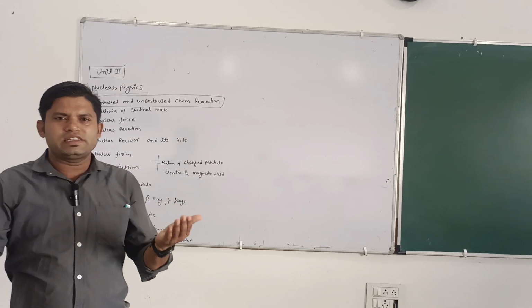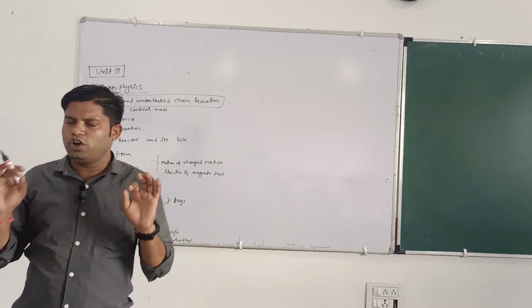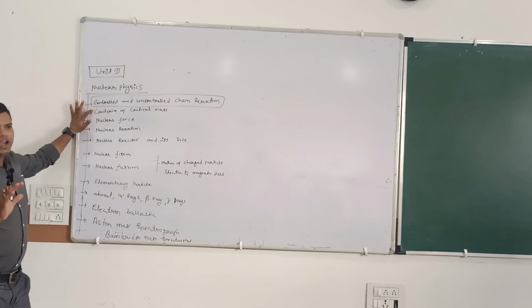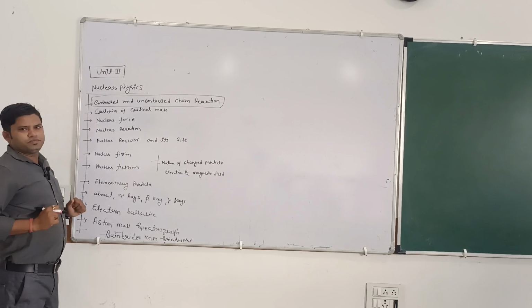Just try to understand what we know under this topic. If you are not understanding, then ask freely, any topic, any case. So start controlled and uncontrolled chain reaction. What do you mean by controlled?